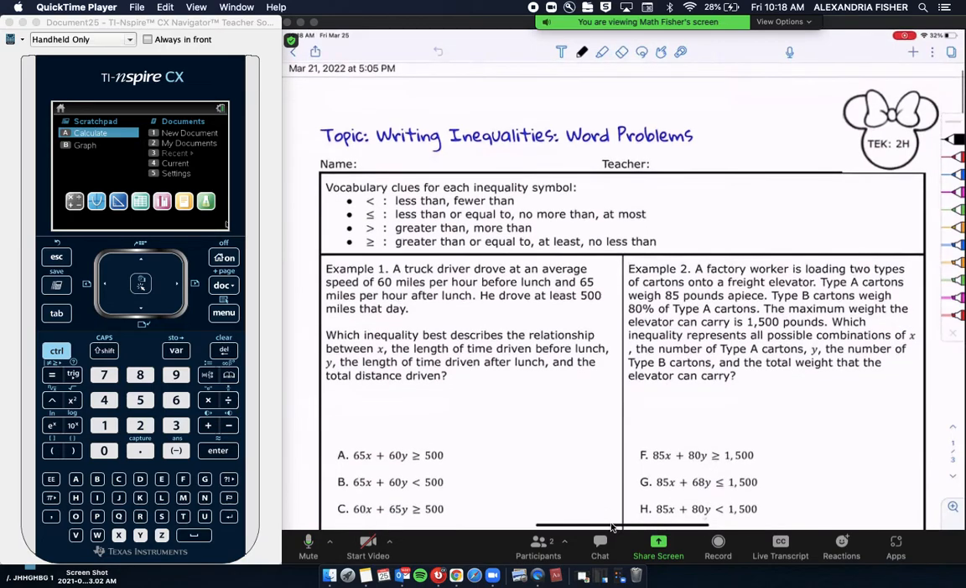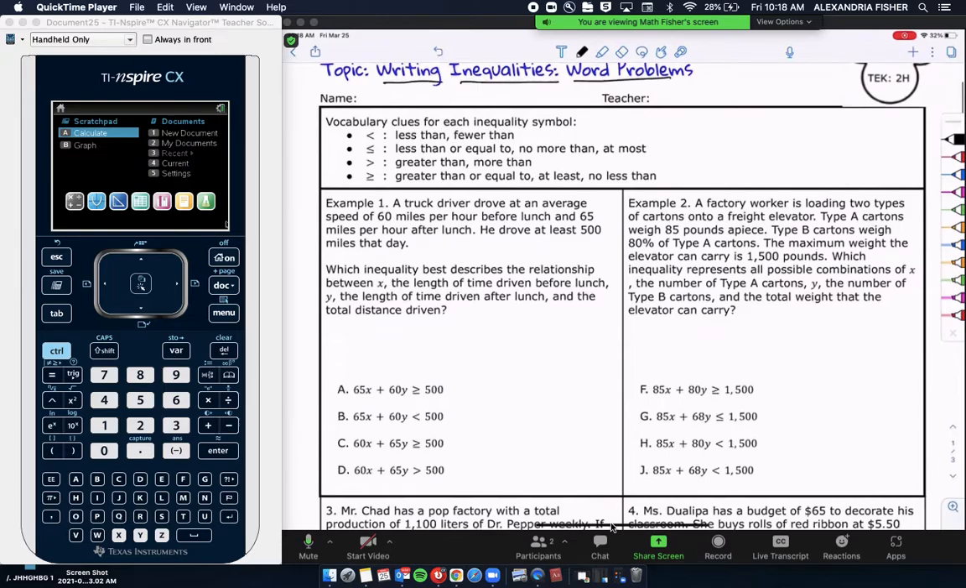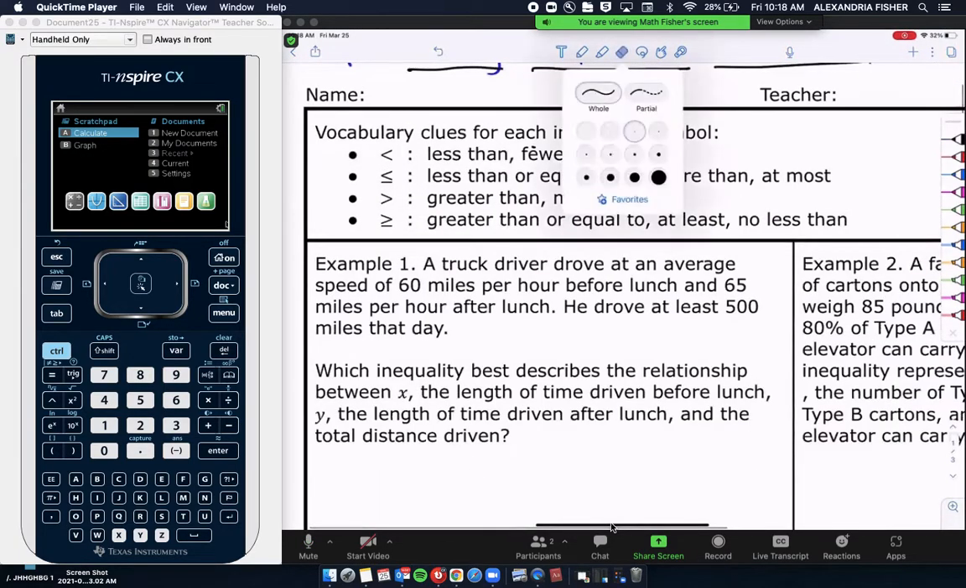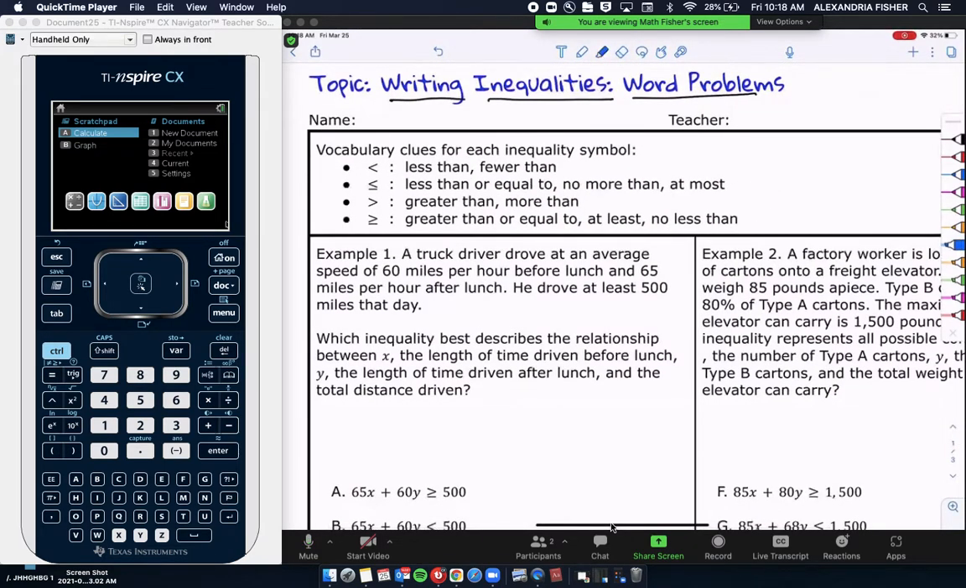Going to be learning about writing inequality word problems. So, vocabulary clues for each inequality symbol. These symbols are extremely important. You have less than, fewer than, less than or equal to, no more than, at most, greater than, more than, and greater than or equal to, at least, and no less than. This is going to help you find which symbol to use.